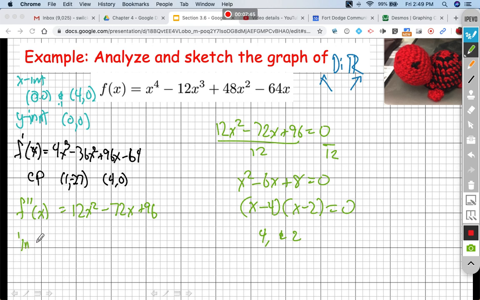So my inflection points can be at 4, and the y-value at 4 is 0. I know that already. And we could have one at 2. If I plug 2 into here, I get negative 16.